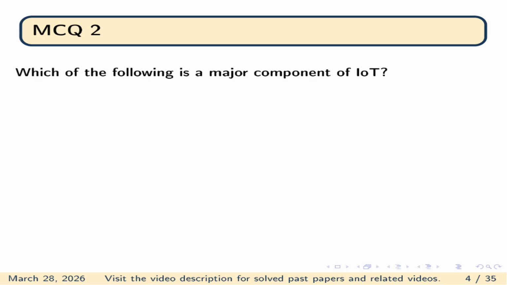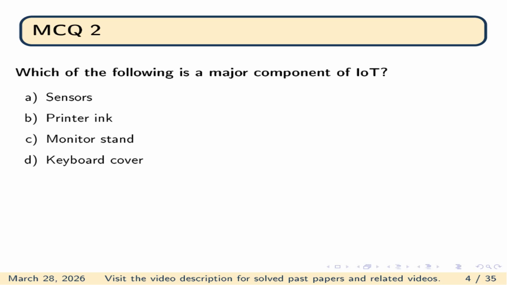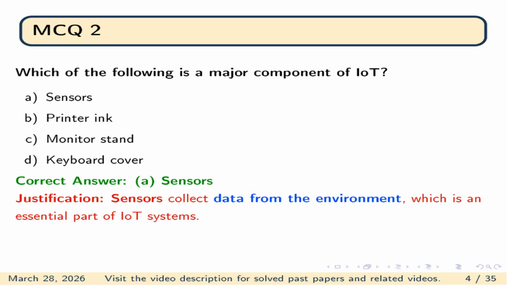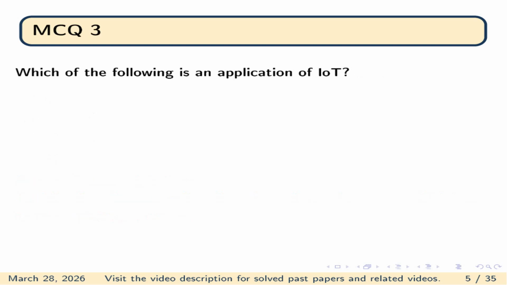Question number 2. Which of the following is the major component of IoT? Sensors, printers, ink, monitor stands, keyboards, cover. The correct option is sensors, because sensors collect data from the environment, which is an essential part of an IoT system.